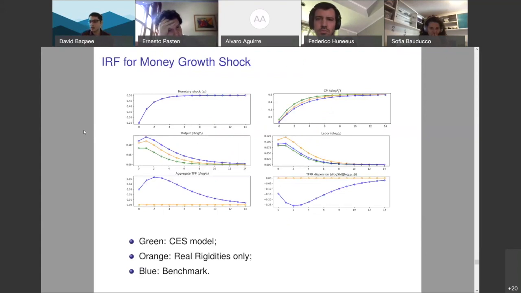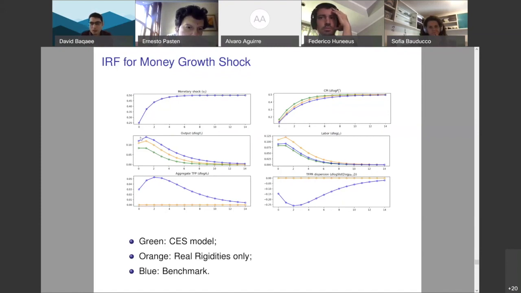So I could do it with interest rate shocks, but sometimes people find the money growth shocks more intuitive. So here's how the economy responds. Again, the green is Baqaee chapter 3. The orange is Baqaee chapter 3 plus real rigidity, so you have a homogeneous Kimball aggregator, but no heterogeneity in the firm distribution. The blue is the benchmark model that has the heterogeneity in the firm size distribution.